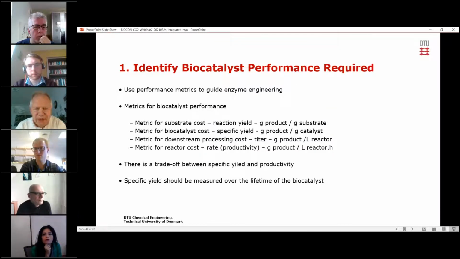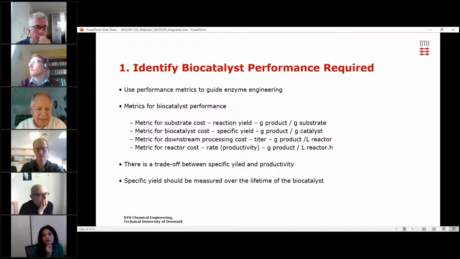So in terms of identifying the performance, I of course want to have a way that I can measure the performance of my biocatalyst. And to do that, we're using what we refer to as metrics. These are very simple ways of getting an idea of how well the process works. This is in relation to the type of costs that we expect to see in the process. So without doing a detailed economic analysis, we get an idea by using these metrics what the cost is and whether we're in the right ballpark to really start to think about scaling up the process.